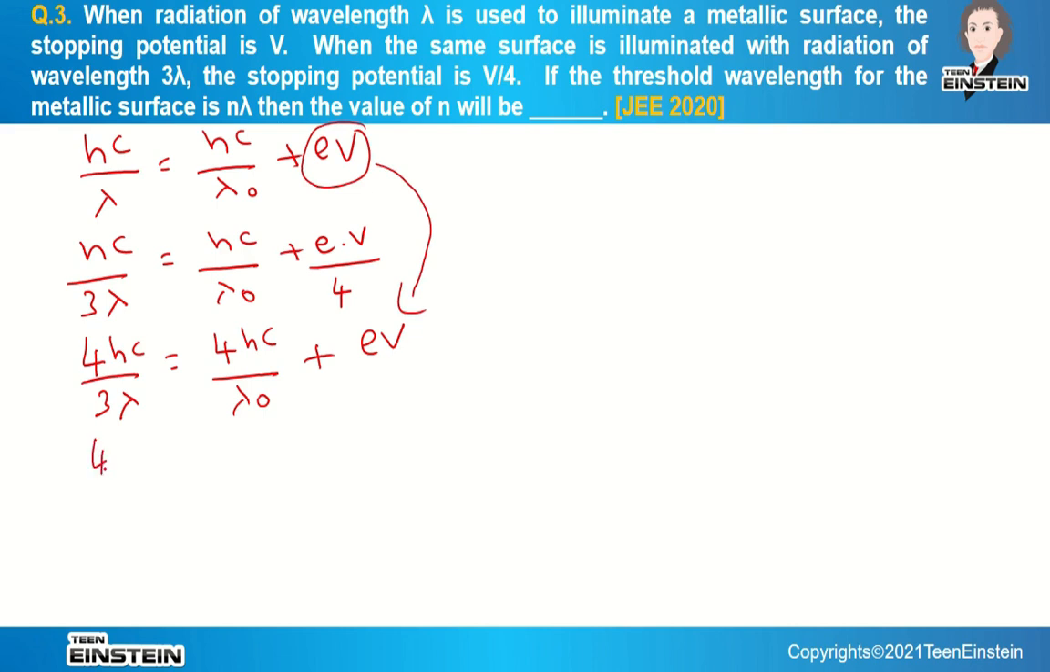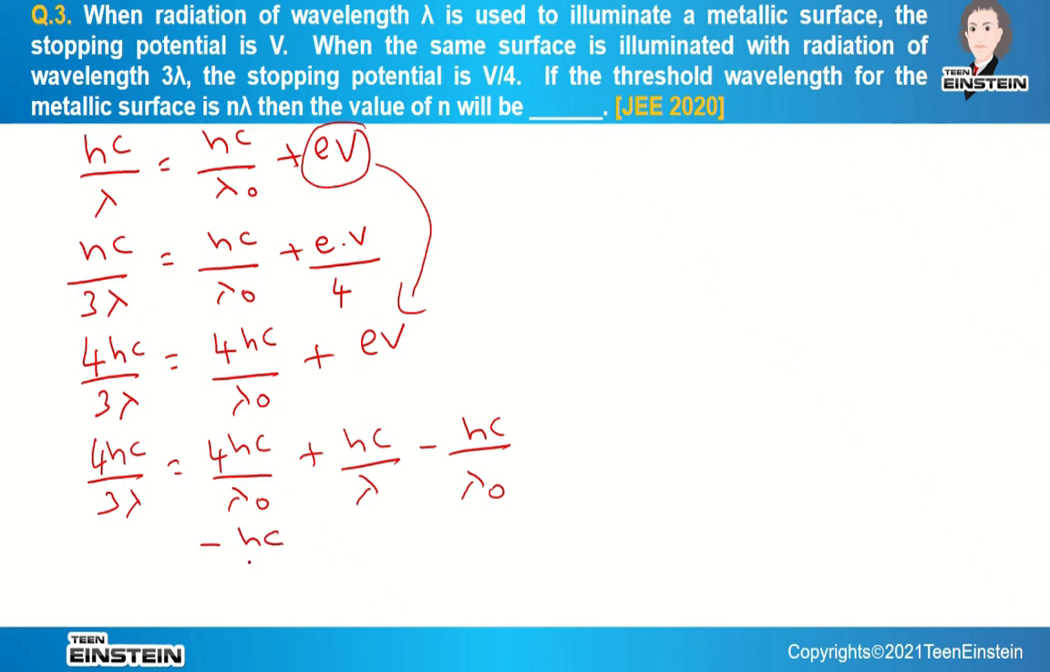So this will become 4 Hc by 3 lambda equal to 4 Hc by lambda naught plus Hc by lambda minus Hc by lambda naught. Okay, so if you solve this, you will be getting minus Hc by 3 lambda equal to minus 3 Hc by lambda naught, or if you solve this further, you will be getting 9 lambda equal to lambda naught.